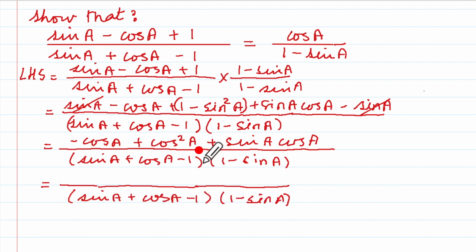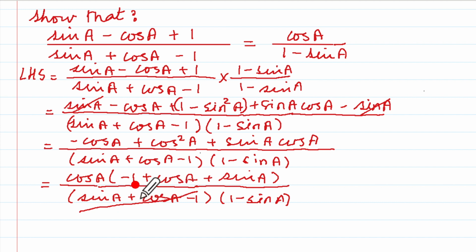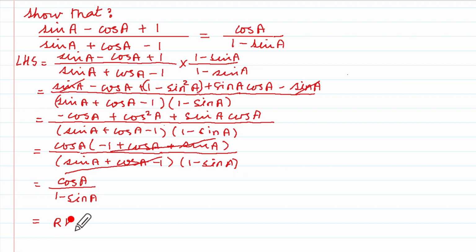And in the numerator, we will take cos A common. Why do we take cos A common? Because we need cos A here. What do we have here? Can you see sin A plus cos A minus 1? Isn't this the same thing? So we cancel this bracket. Here we are, and that will give us cos A upon 1 minus sin A, which is what we wanted. So this is equal to RHS, and we say hence proved.